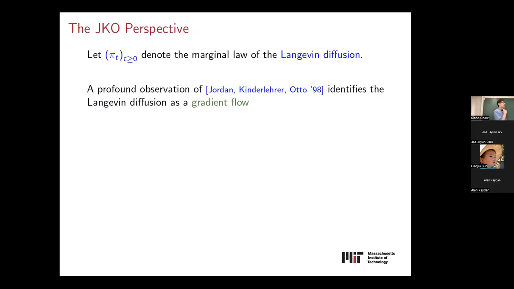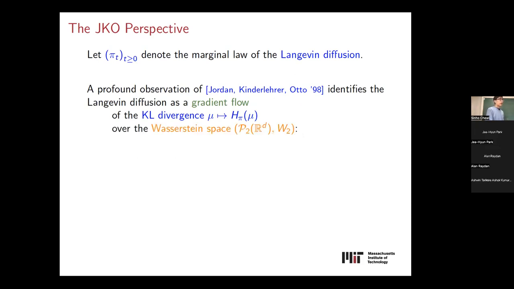But there's a much more interesting way to view this as a gradient flow. This perspective was introduced in seminal work by Jordan, Kinderlehrer, and Otto. What they observed was the following. Let pi t be the law of X t, the law of the process at time t. If you look at this curve of probability measures pi t, it turns out to be a gradient flow of a functional over the space of probability measures: the KL divergence to the target measure pi. When we talk about gradient flows, we also have to specify a geometry on the space we're looking at. This geometry turns out to be the geometry of optimal transport. Namely, we equip it with the 2-Wasserstein distance from optimal transport.